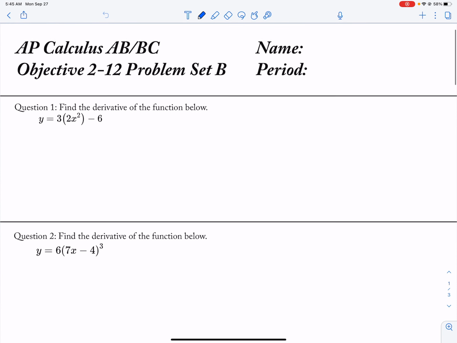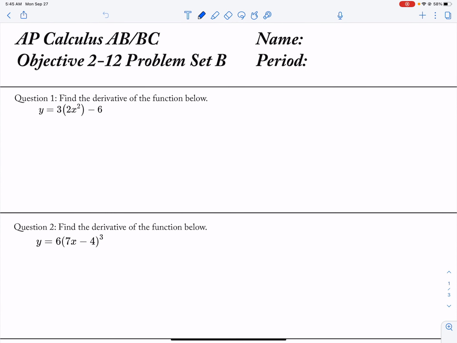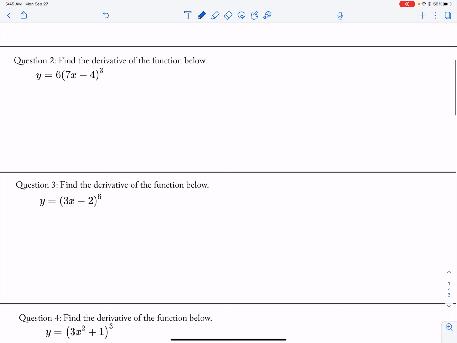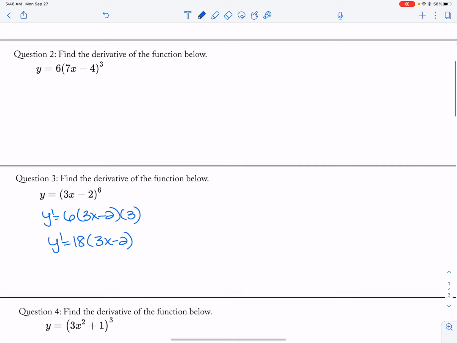Okay, so now we're on to this one. So then y prime is not a chain rule. So let's be clear. So this is 6x squared minus 6. So then this is just 12x. Okay. Question 3 is a chain rule. Y prime 6, 3x minus 2 times the derivative of 3x minus 2, which is 3. So this is y prime is 18, 3x minus 2.